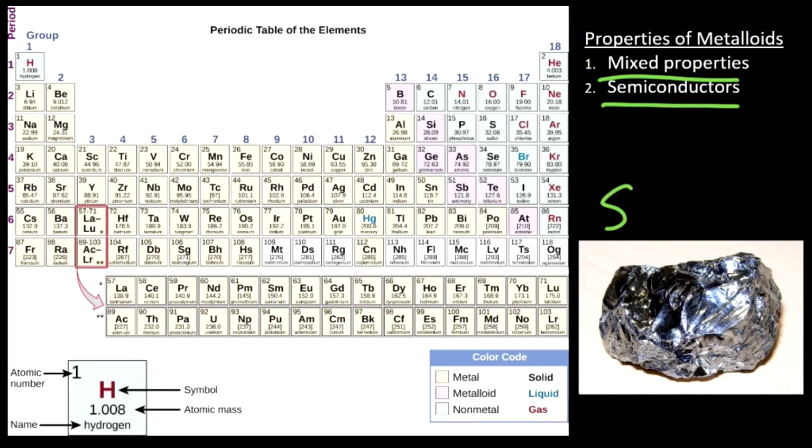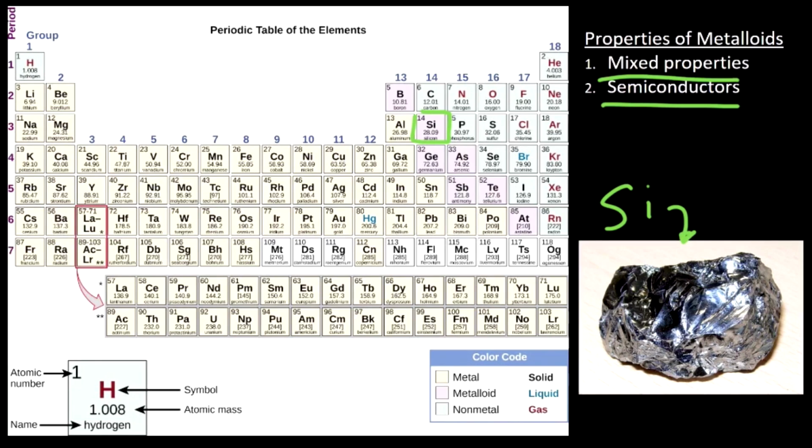In fact, this chunk down here is silicon, one of our semiconductors and one of our metalloids. And it conducts electricity in some cases and not in others, and is at the heart of our computer technology. It also has mixed properties. Silicon, you'll notice, is shiny. You can see the light being reflected there, but it's also brittle. If you hit that with a hammer, it will shatter into many, many pieces.